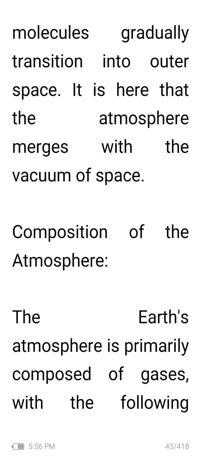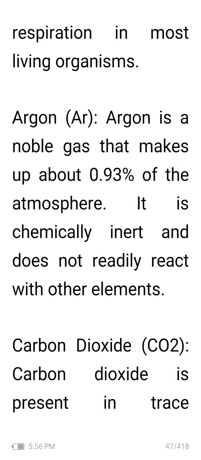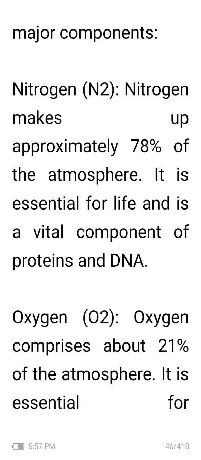Then composition of the atmosphere. The Earth's atmosphere is primarily composed of gases with the following major components like nitrogen. Nitrogen makes up approximately 78% of the atmosphere. It is essential for life and is a vital component of proteins and DNA. Then oxygen. Oxygen comprises about 21% of atmosphere. It is essential for respiration in most living organisms. Then argon. Argon is a noble gas that makes up about 0.93% of the atmosphere. It is chemically inert and does not readily react with other elements.